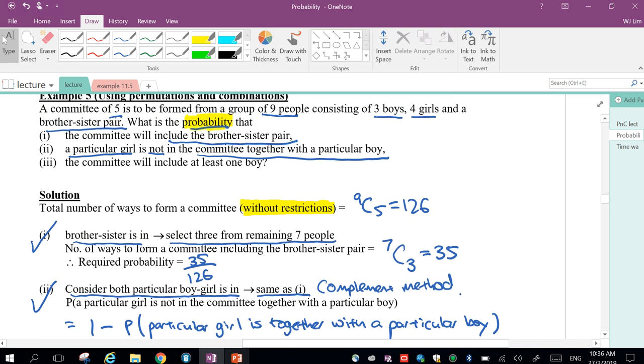Okay. Part 3. Right, a committee will include at least one boy. Okay, there are 2 ways to do this. Okay, which are the 2 ways?